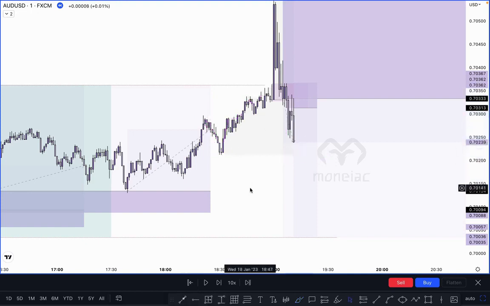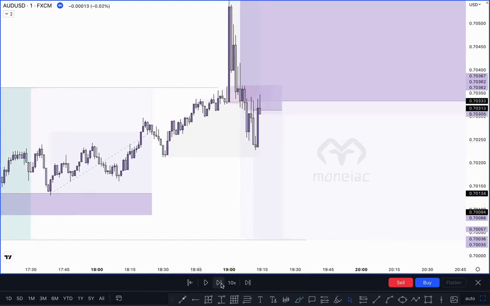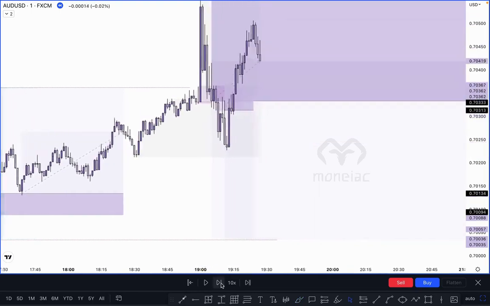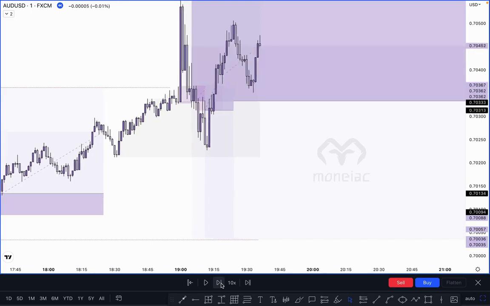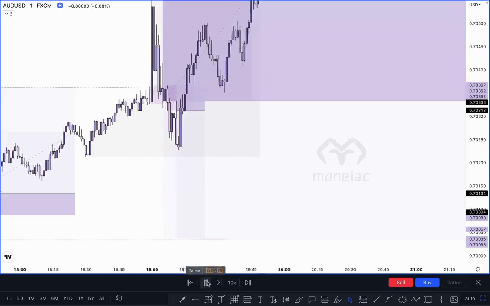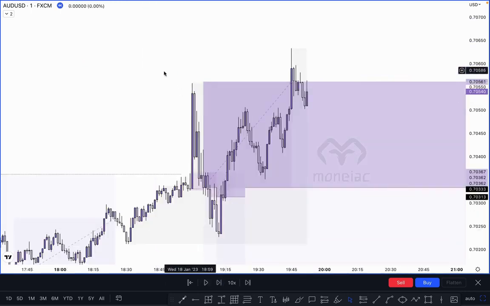So let's see what happened next after this move. All right, so let's see. Okay, so what happened here, finally market hit our stop loss, and then after that what happened here, you can see market taken out both stop losses here. So in these two trades I want to mention.